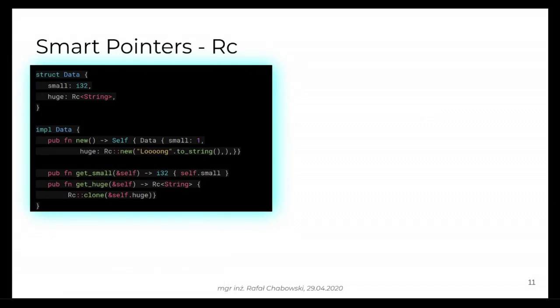Okay, let's take a look at some code. We decided to keep the small data on the stack, but the huge one on the heap. Let's imagine that this string is very, very, very long. So we have a few functions. We create the data. In case we are trying to get the small data, we simply return the value. And in case we're trying to get the huge data, we return the reference counted pointer containing this string. And inside, we are just cloning this pointer and making another strong reference.